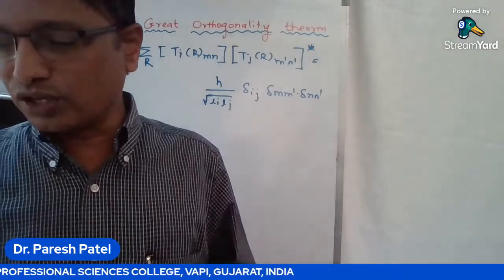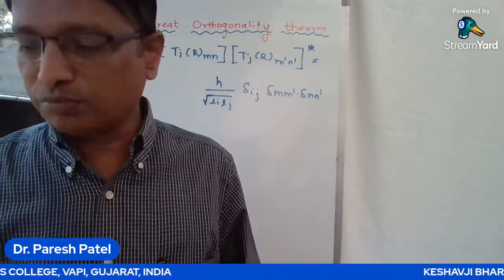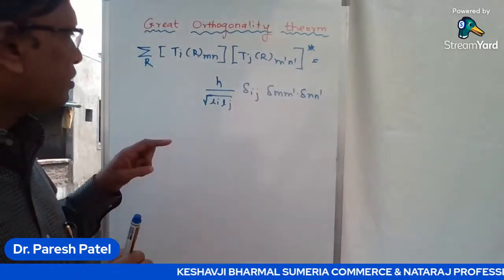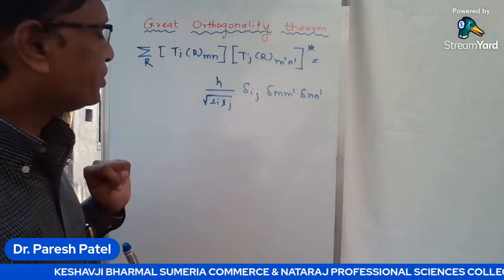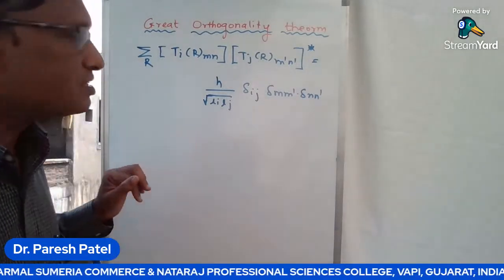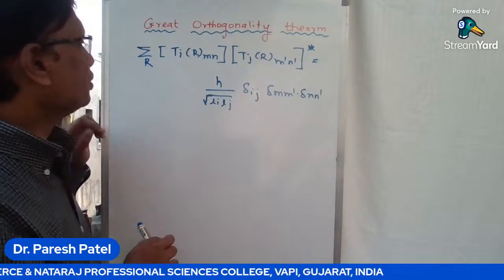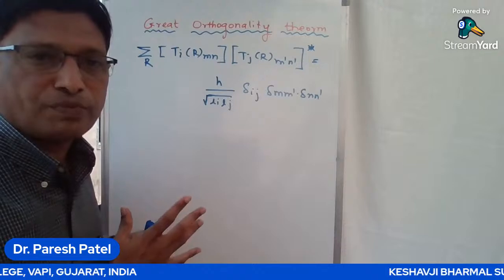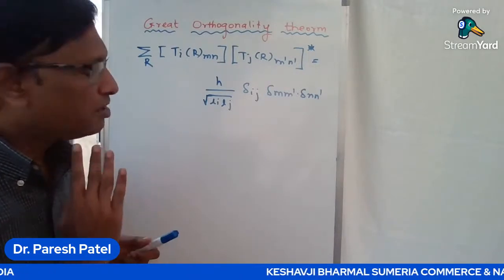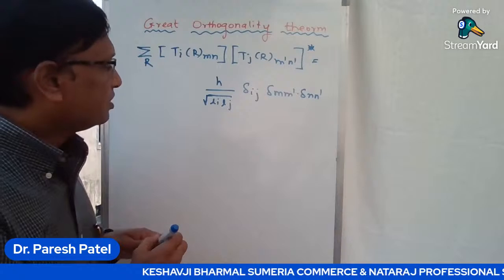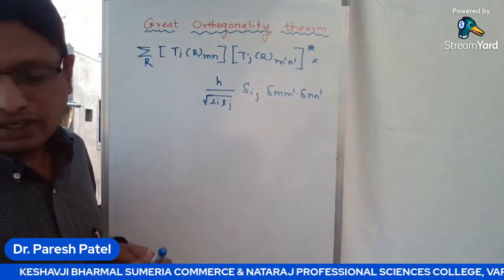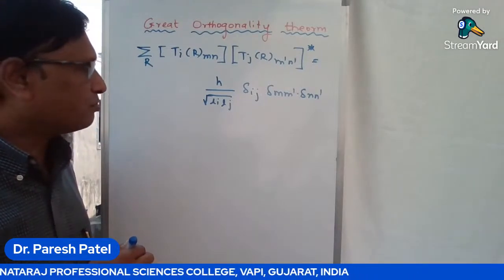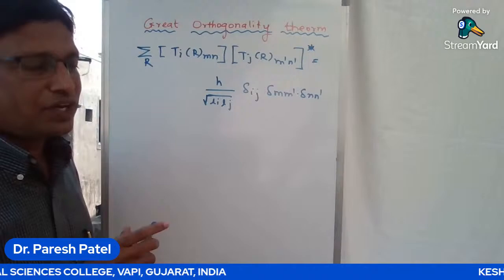So dear students, the great orthogonality theorem is concerned with the elements of the matrices which constitute the irreducible representations of a group. Now, the different terms involved in this statement: h represents the order of a group, and we know that the order of a group is nothing but the number of symmetry elements present in a molecule. li and lj represent the dimensions of the matrices.